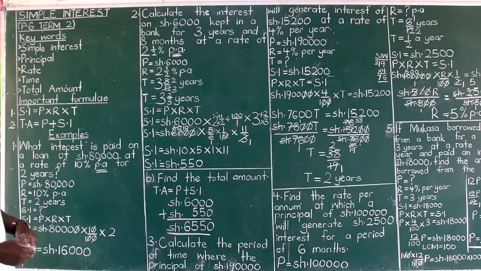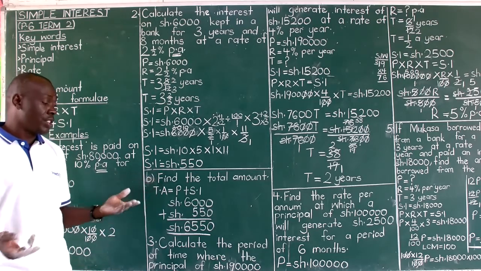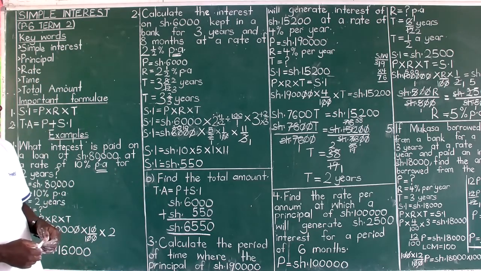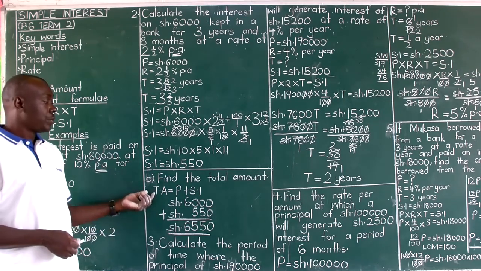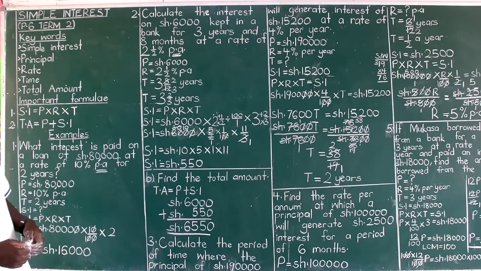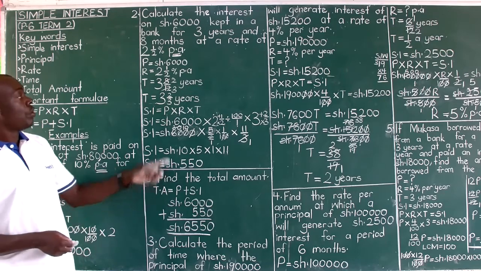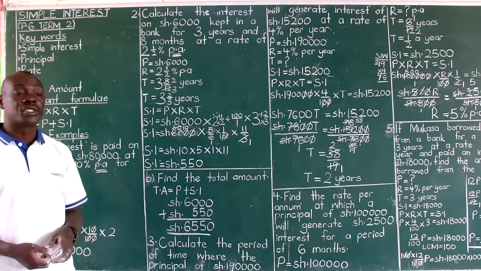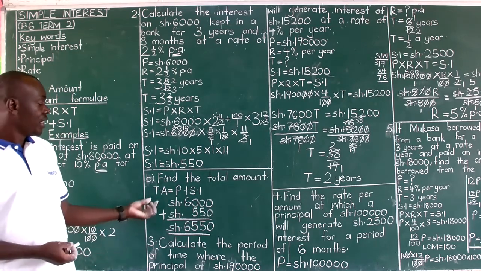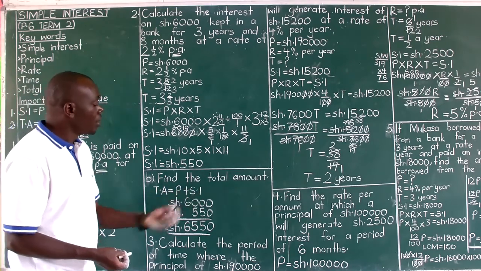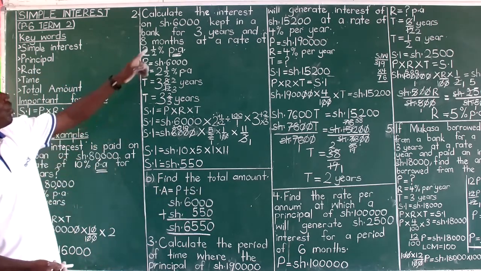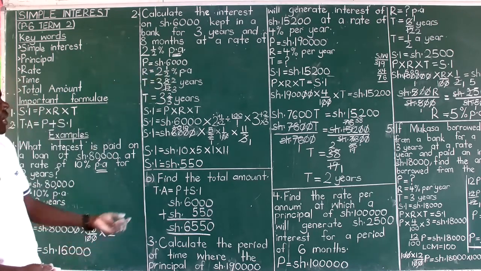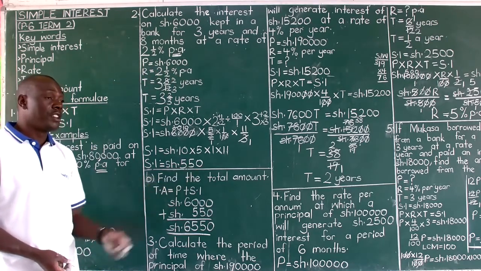That will be accumulated after 3 and 2/3 years. So that is why we call it simple interest, a little interest that is earned after that time. Then part B, we ask you to find the total amount of money one will have in the bank after that time of 3 years and 8 months, or 3 and 2/3 years. Let's see. We say total amount is a combination of principal and simple interest. Total amount is principal plus simple interest. The principal is 6,000 shillings, and the simple interest is 550 shillings.